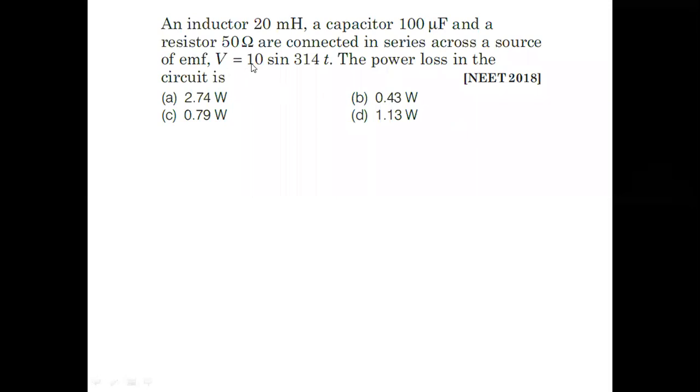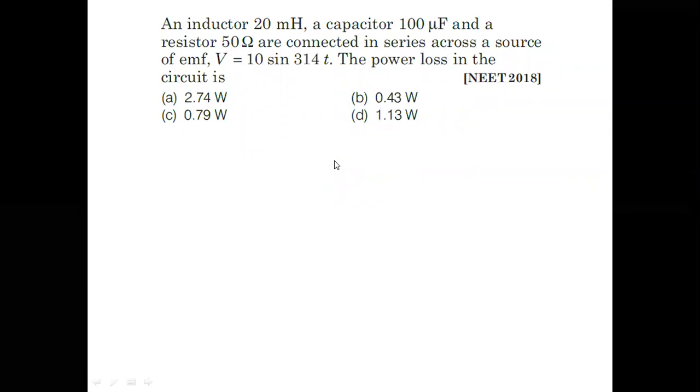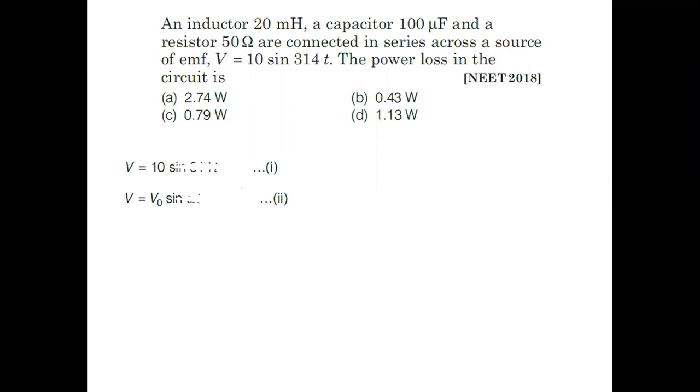VRMS is Vm divided by root 2, and the source is sine of omega t. Omega is 314. I need to write the formula for cos phi. Cos phi is R upon Z. You have all three: L, C and R. We need to calculate XL, XC, then finally go for the power loss formula. Let me address the first one. I take the equation given and compare it with the standard equation. I got V naught equal to 10, omega equal to 314.